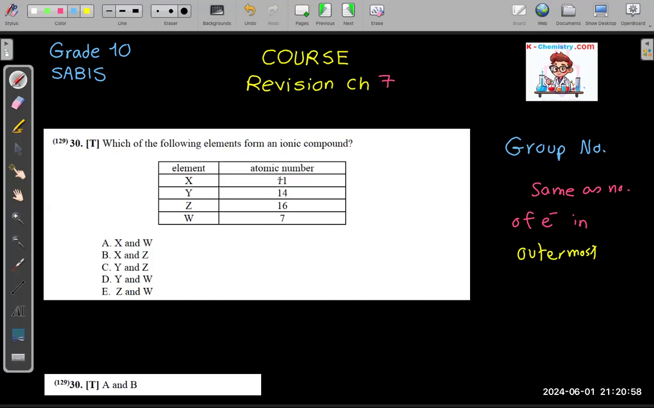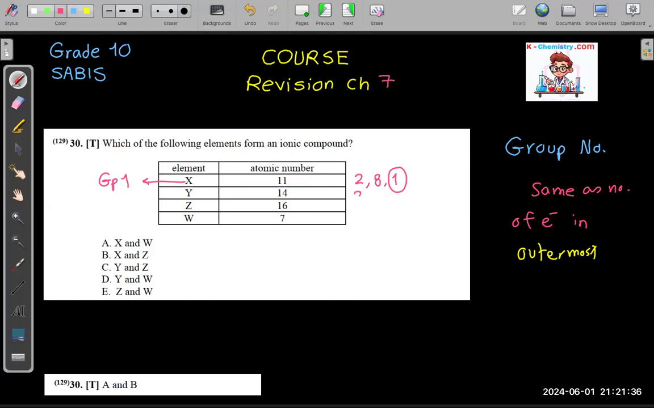Let's see. X has 11 electrons, right? How do you know? The atomic number is 11, so the number of electrons is 11. How can you distribute the 11? The first shell carries 2. The second one carries a maximum of 8. So what is remaining from 2 and 8? Remaining is 1. How many electrons in the outermost shell? 1. So X is in group 1.